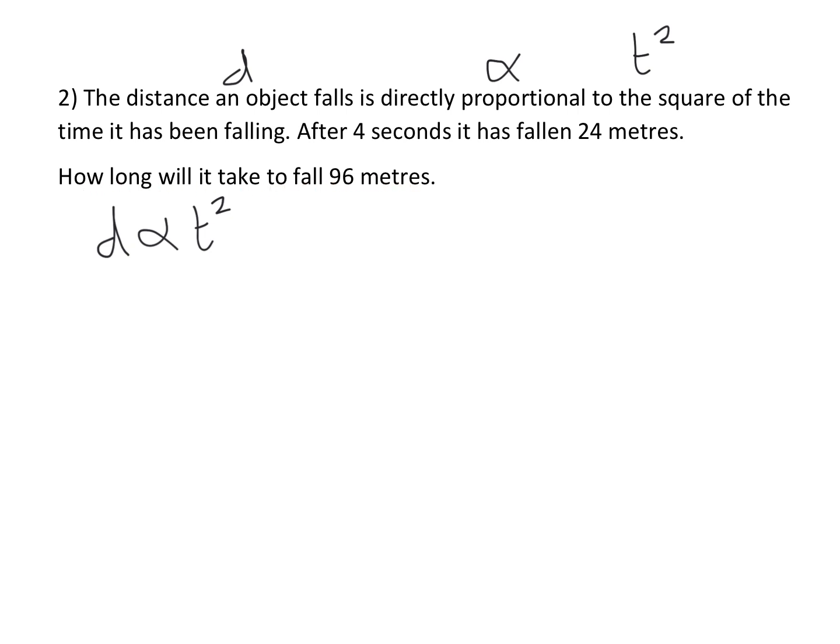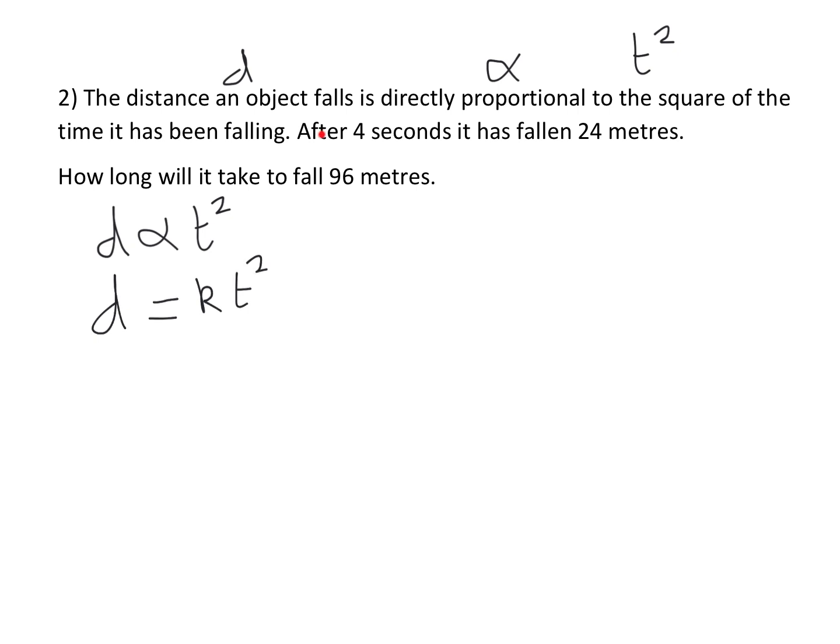There's not much structure in this question, but you go through the same process as with the question 1. You'll want to work out the equation. So we change this proportionality into an equation by saying that if d is proportional to t squared, d must be equal to t squared multiplied by some number k.